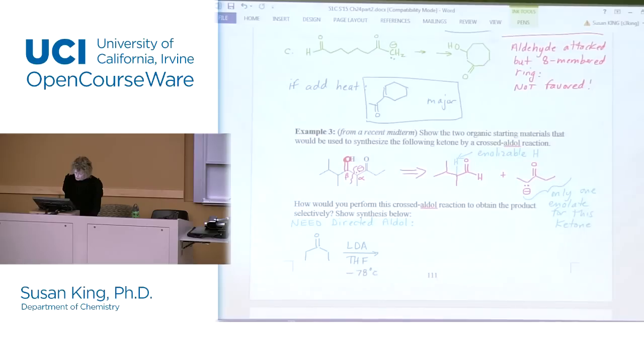So LDA, THF, minus 78 degrees. That's going to give us the enolate. In order to be able to do this, you're going to need some practice. So you definitely want to do as much practice as you can here. We have, of course, gotten to the point where you can't memorize the answers at this point. You're going to have to think your way through them. Then we add the aldehyde.